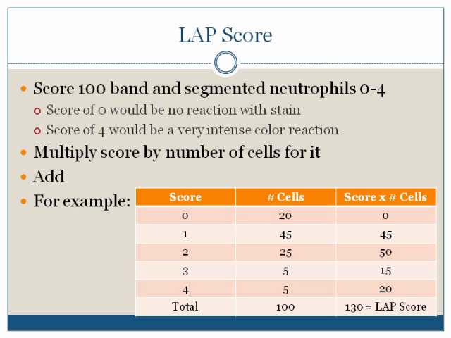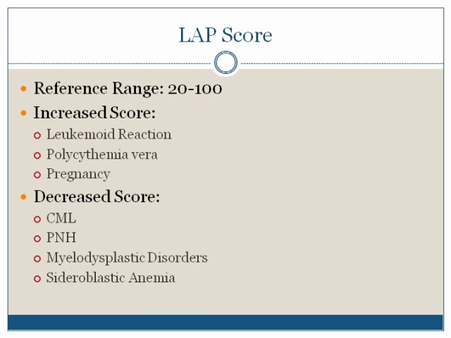Once you're done multiplying, you add that last column. So 0 plus 45 plus 50 plus 15, and so on. So we get our LAP score of 130. A normal reference range is anywhere between 20 to 100. So that example that we just used, which was 130, would be an increased score.